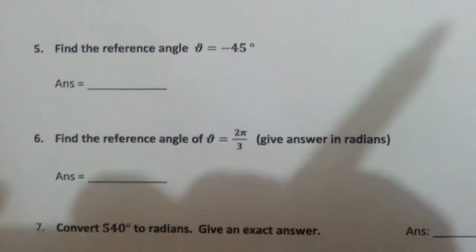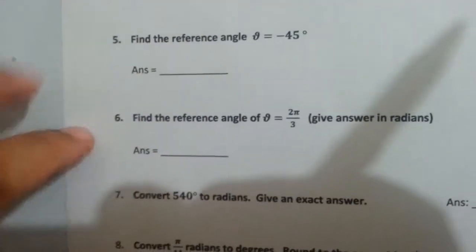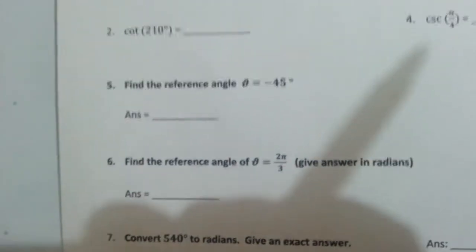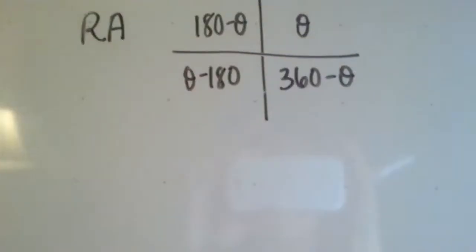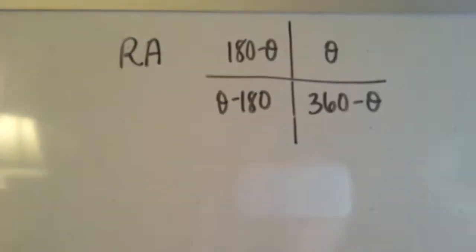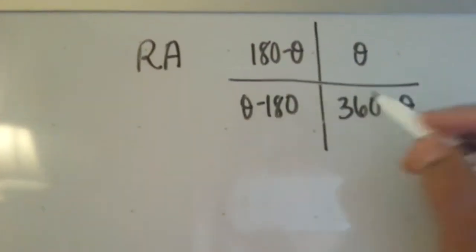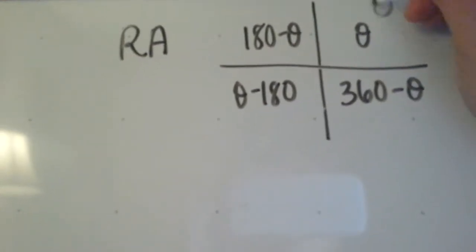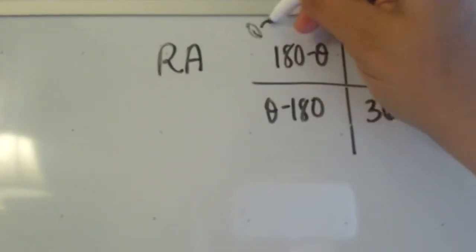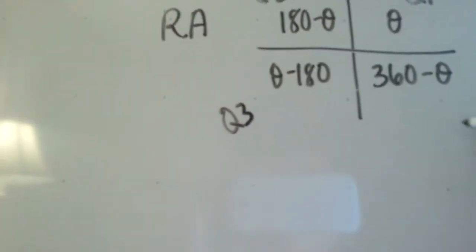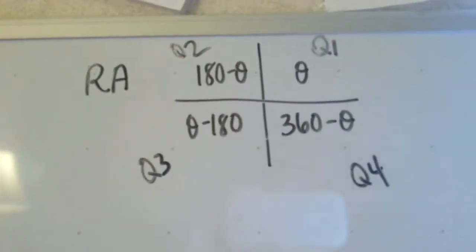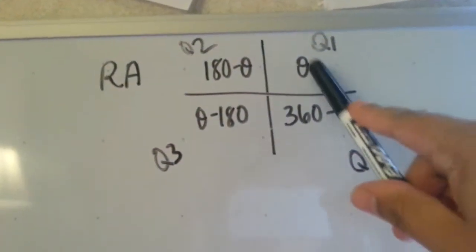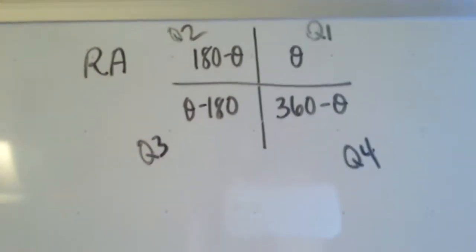Alright, in this video part 2, we're going to work on reference angles of Quiz 5.1E. To do the reference angle, you have to know what quadrant your angle is in. So this is quadrant 1, quadrant 2, quadrant 3, and quadrant 4. And you need to find the angle that falls into one of these quadrants.